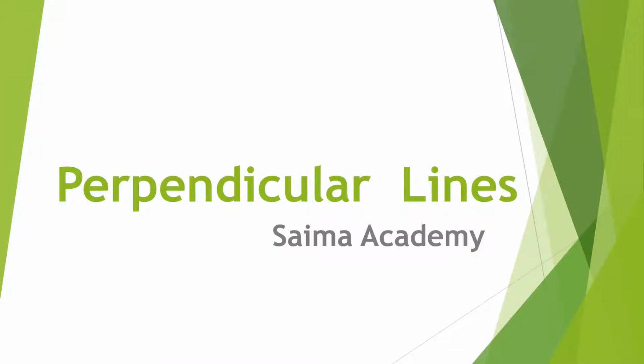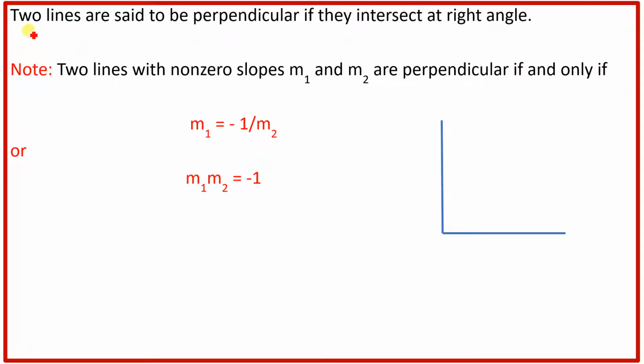In this lesson we will discuss perpendicular lines. Two lines are said to be perpendicular if they intersect at a right angle. A right angle means 90 degrees. So these two lines are said to be perpendicular if they intersect, and they make a right angle, which is equal to 90 degrees.